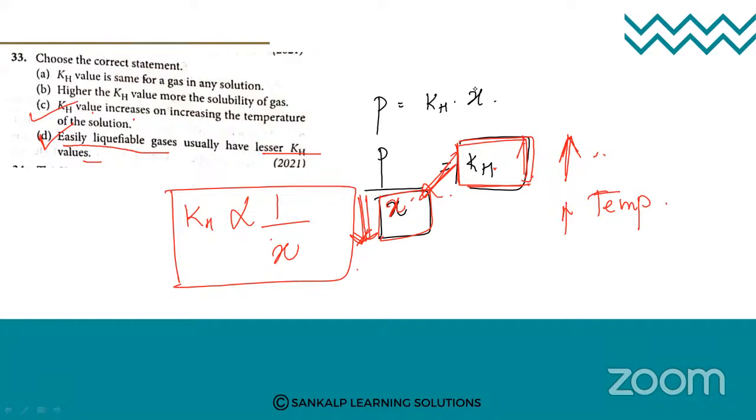Okay, both correct. Because when we talk about solubility, if more soluble, what will happen to the KH value? KH value will be lesser. Higher the solubility, lower will be the KH value. Lower the solubility, higher will be the KH value, like that. So it is inversely proportional. Fine. Let us go for the next one.